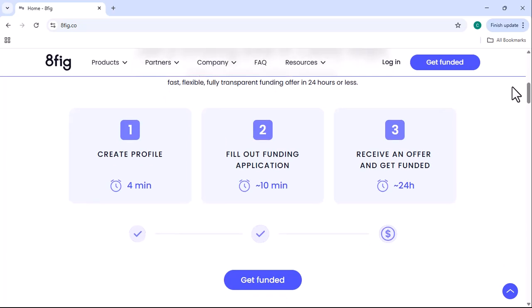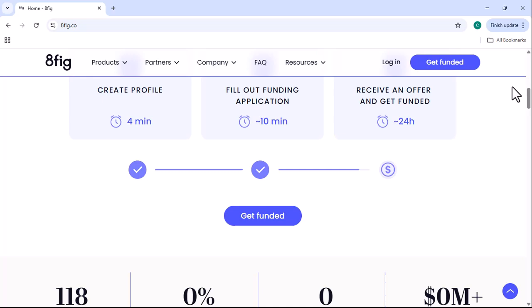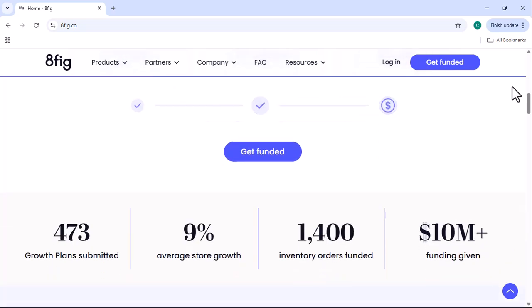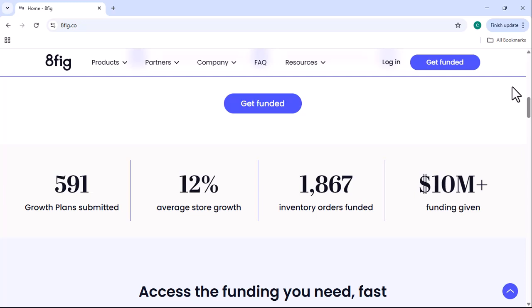Today, we're going to pull back the curtain on a specific and increasingly popular platform for e-commerce growth funding, 8Fig. We're going to dive deep into how the cost of capital is paid back when you secure funding through 8Fig, demystifying a process that's often perceived as complex and opaque.